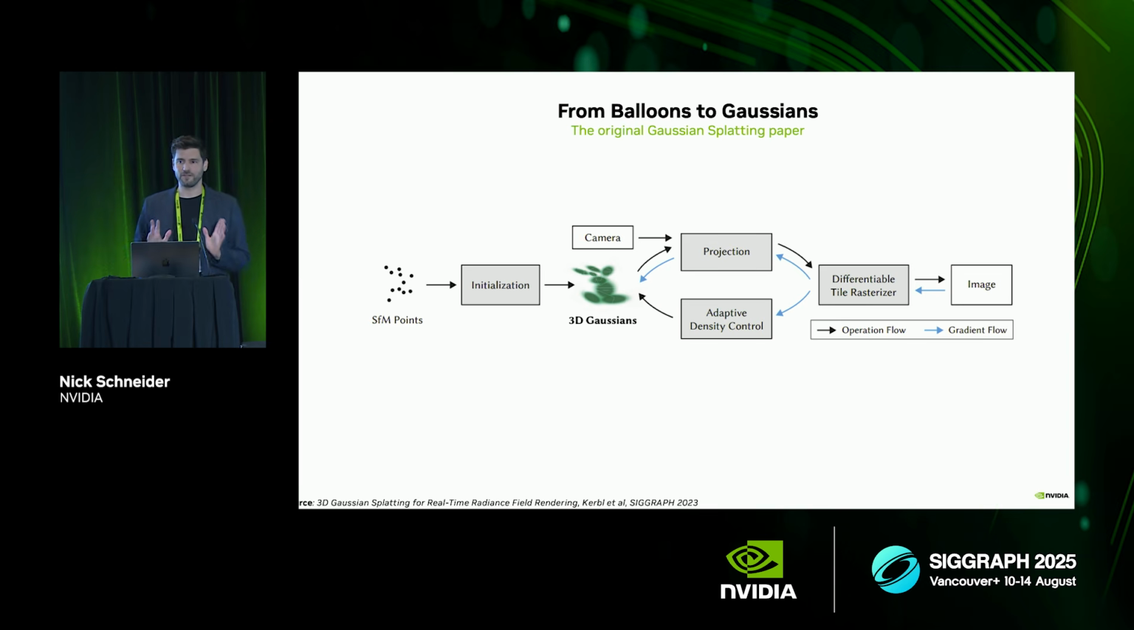So in a very simplistic way, this is what Gaussian splatting does. Instead of balloons, we're trying to optimize the positions, scale, color, and rotation of Gaussians to then project them later onto the rendered image, right? We use the actual image to calculate then a loss, which is backpropagated to the Gaussians. And the original paper was actually introduced here at SIGGRAPH in 2023.